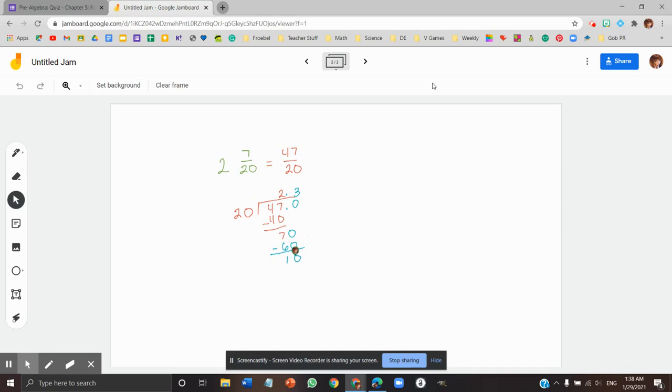I'm going to add another 0 there. And how many times does 20 fit in 100? 5 times. And 5 times 20 is 100. And this is going to give me 0. I ended when I don't have anything else to divide. That means that I ended. Therefore, 47 over 20 is going to be the same as 2.35.